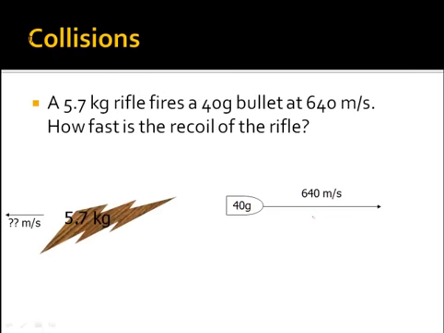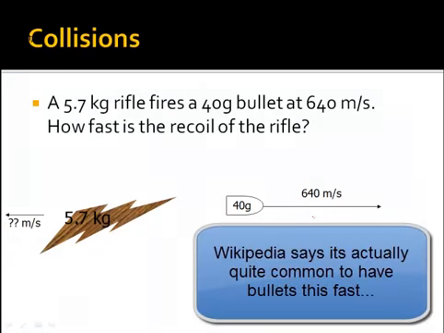If you've ever been hunting, you've probably felt that after you shoot, the gun comes back, recoils, and hits you in the shoulder. What I'd like to do is to calculate how fast that recoil is. Suppose we have a 5.7 kilogram rifle and it shoots out a bullet of 40 grams at 640 meters per second, which I understand is faster than the speed of sound, but we'll go with it anyway.